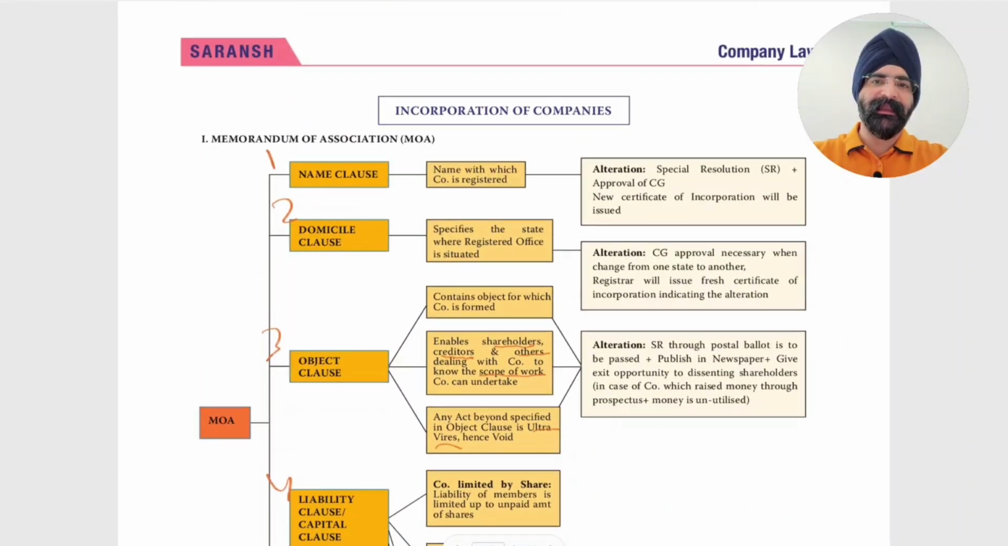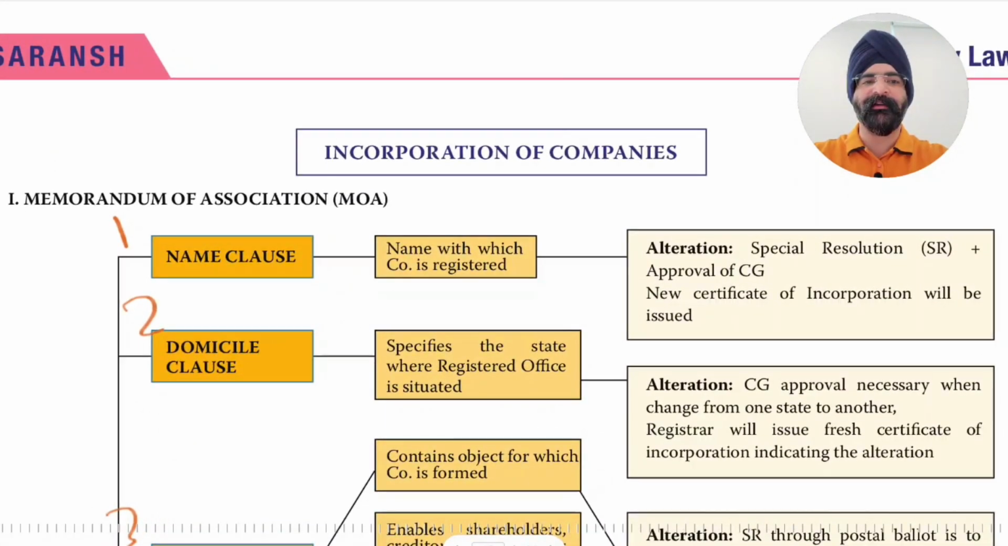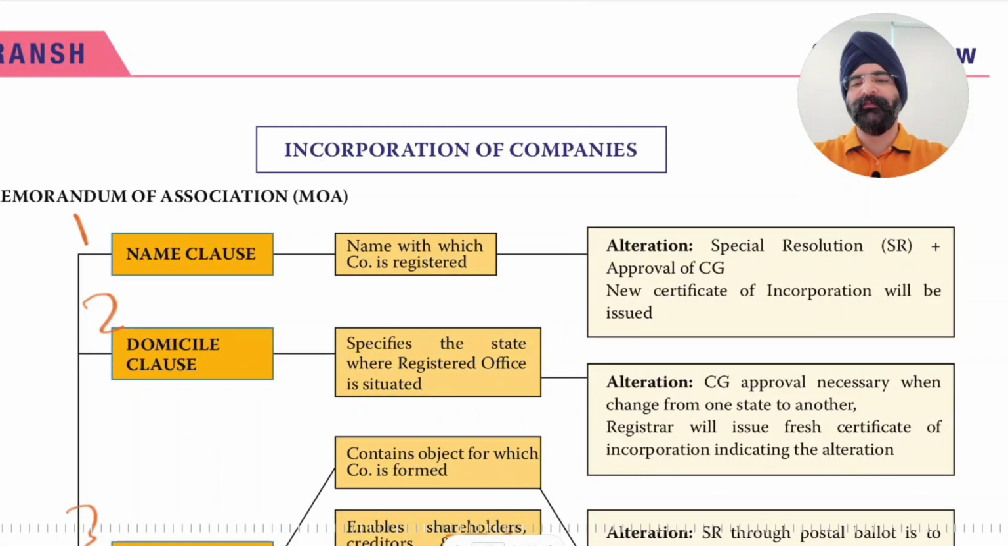Now let's see, can this memorandum be altered? Out of these 5 clauses, if we want to alter the name of the company, alteration can be done by passing a special resolution in the general meeting of the company. Members can pass a special resolution plus approval of central government. There is a requirement of approval of central government.